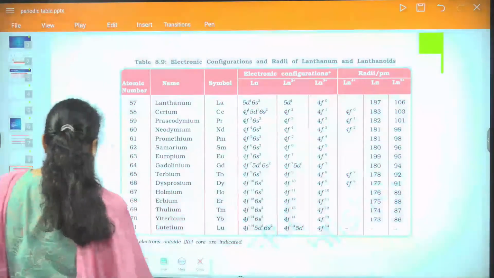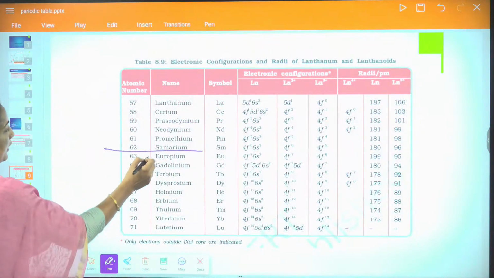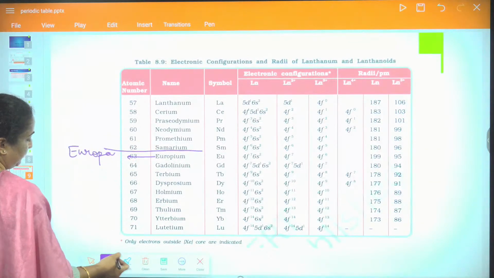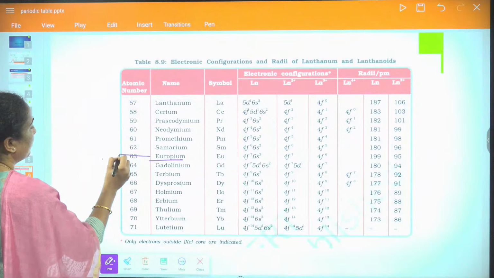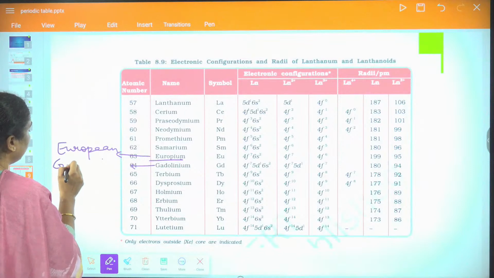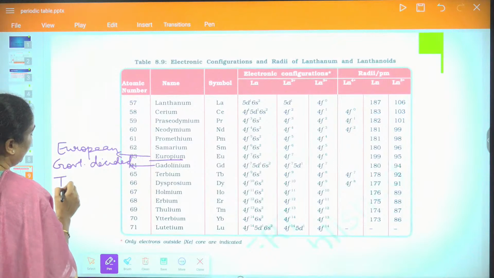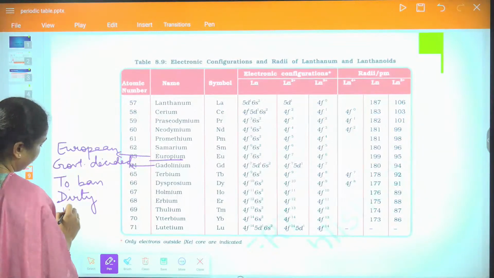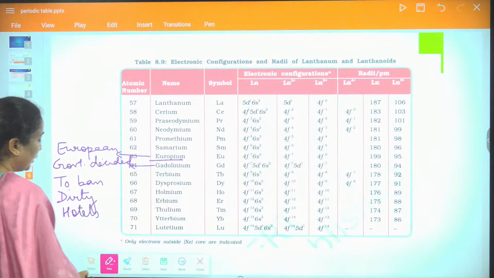Now, let us go further. So, up to samarium we have written. Now, European government decided to ban dirty hotels, right? So you remember something like this which I am telling you.